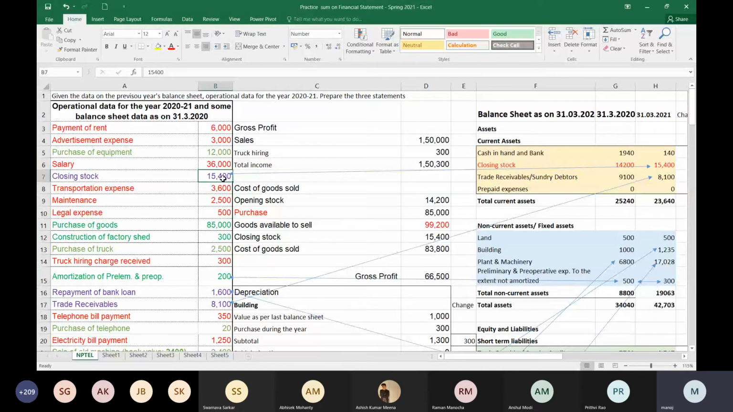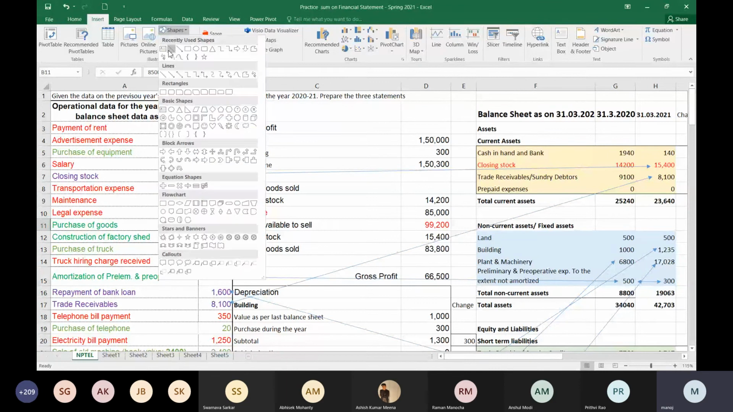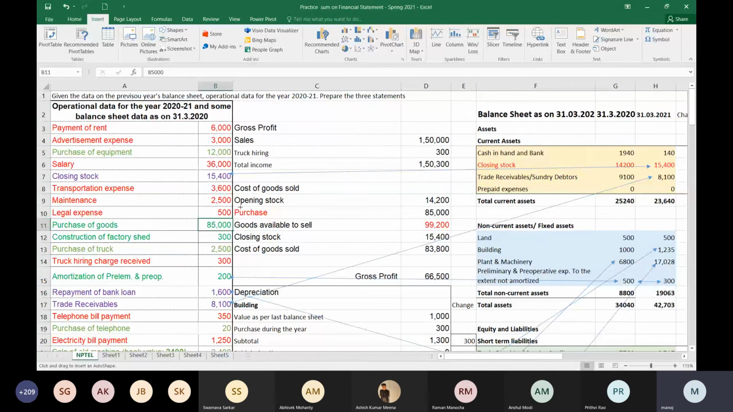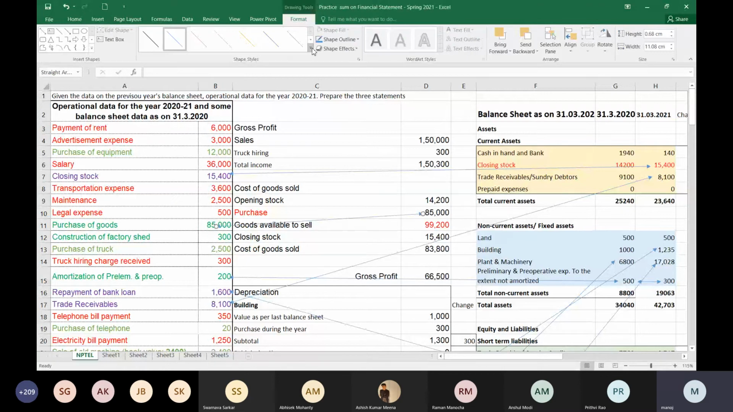Closing stock, it remains with us. We are yet to consume that. It remains as closing stock. During the year, we buy and sell, we consume. But at the end of the year, this remains. That is why it is not part of operating expenses. Transportation is part of operating expenses, maintenance, legal expense. But purchase of goods go into gross profit. Purchase of goods go into, what is it? Gross profit. Okay. Closing stock, goods available for purchase here. Very much close to that.